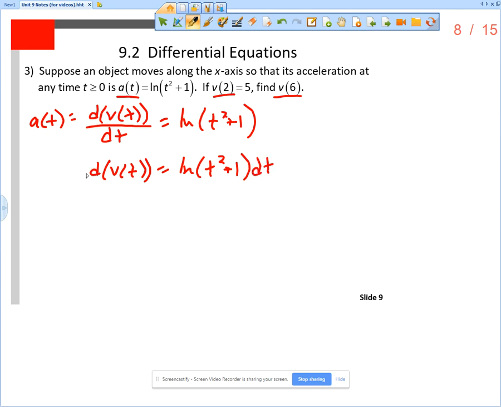All right, and so now we say, okay, well, I want to solve for v, so I'm going to integrate both sides. All right, so now if I integrate, on the left I would get v of t. That's easy enough. But now on the right, integral of natural log of t squared plus 1. All right, so how do we do this? Well, we would say, okay, well, that means u equals t squared plus 1. So du would be 2t dt.